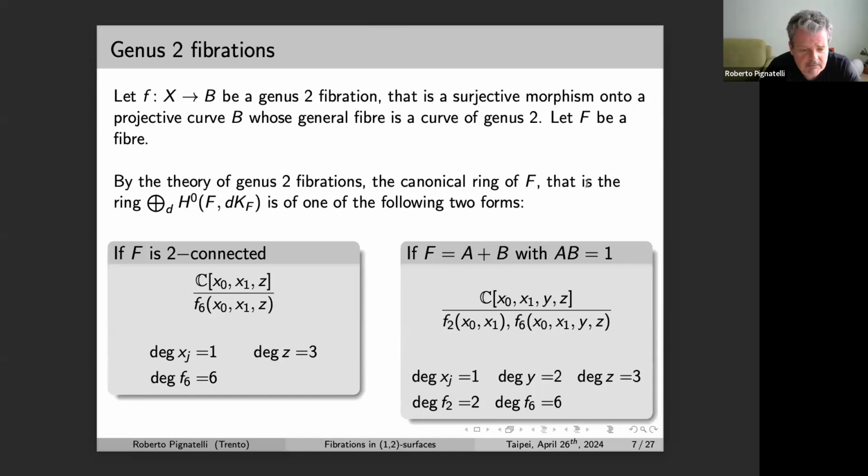So let me tell you something very classical, I mean very old, on how we study fibrations of surfaces fibrating in curves of genus 2.